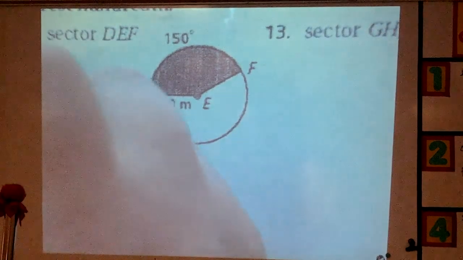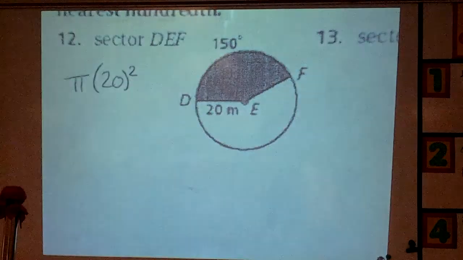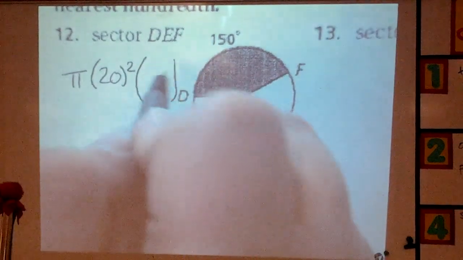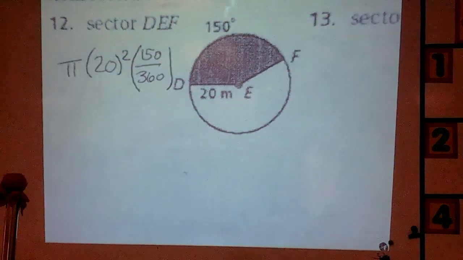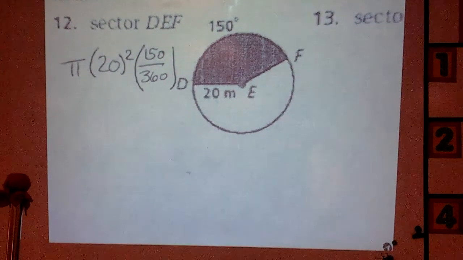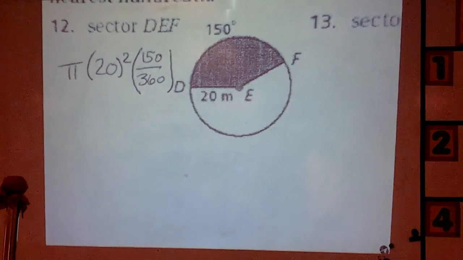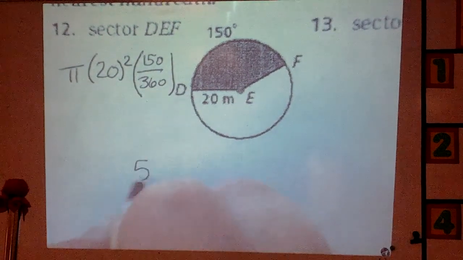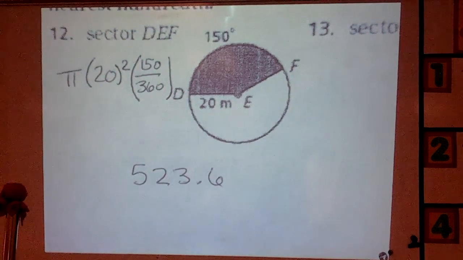So I'm going to do pi, my radius is 20. And I'm going to multiply by the fraction of my circle I care about. I care about 150 degrees out of a total of 360 degrees. And I just have a mess that I can type in my calculator. I literally just type in as I've written it. And I get my answer is 523.6. The end, you're done.